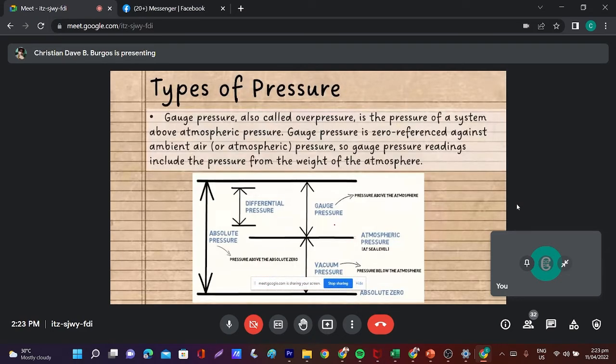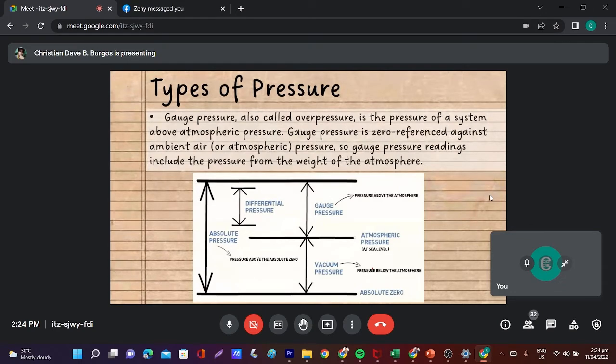So next is the gauge pressure. Next type of pressure po is gauge pressure, also known as overpressure. It is the pressure of a system above atmospheric pressure. Gauge pressure is zero referenced against ambient air or atmospheric pressure. So gauge pressure readings include the pressure from the weight of the atmosphere.